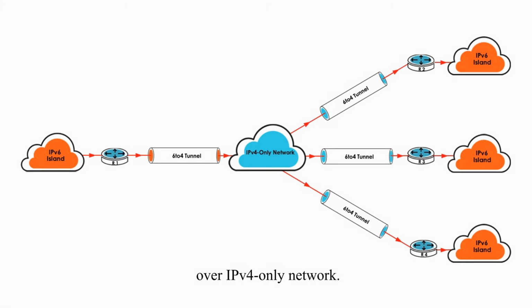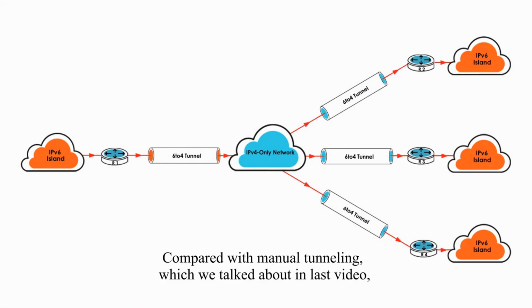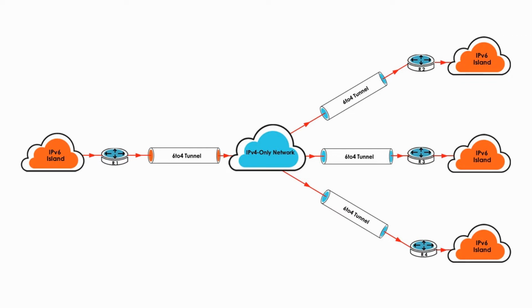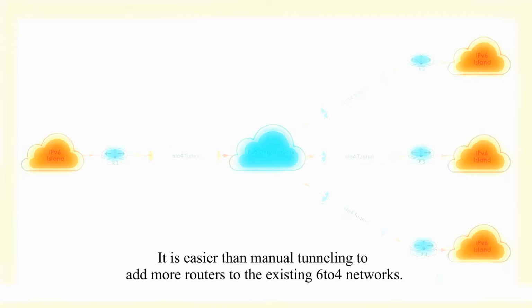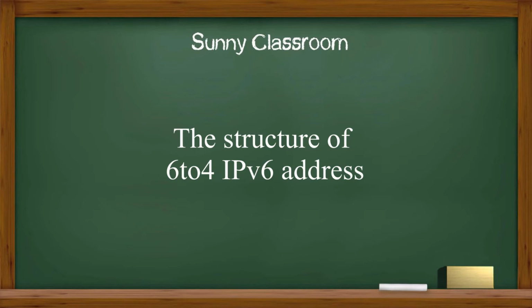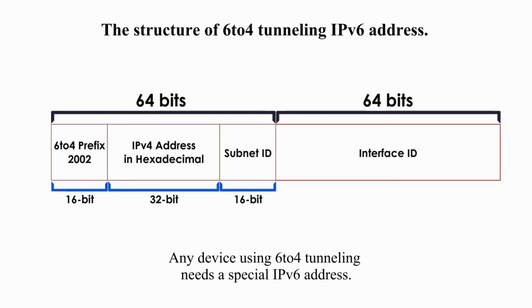only network. Compared with manual tunneling, which we talked about in the last video, 6to4 tunneling is more scalable. It's easier than manual tunneling to add more routers to the existing 6to4 networks. Any device using 6to4 tunneling needs a special IPv6 address.